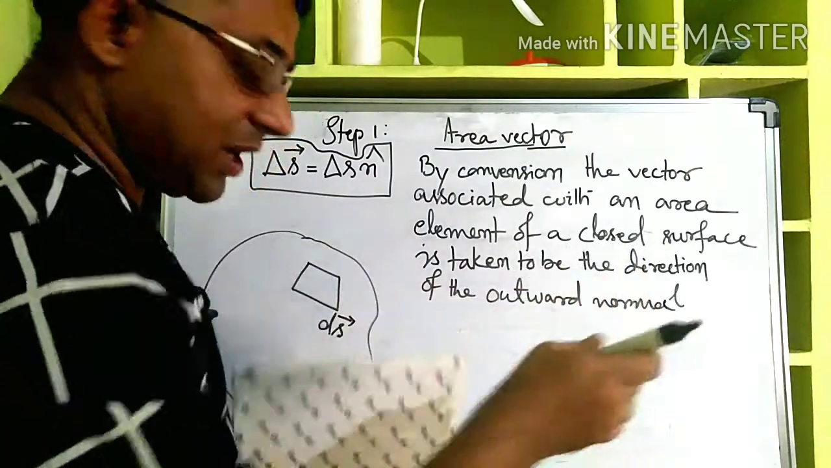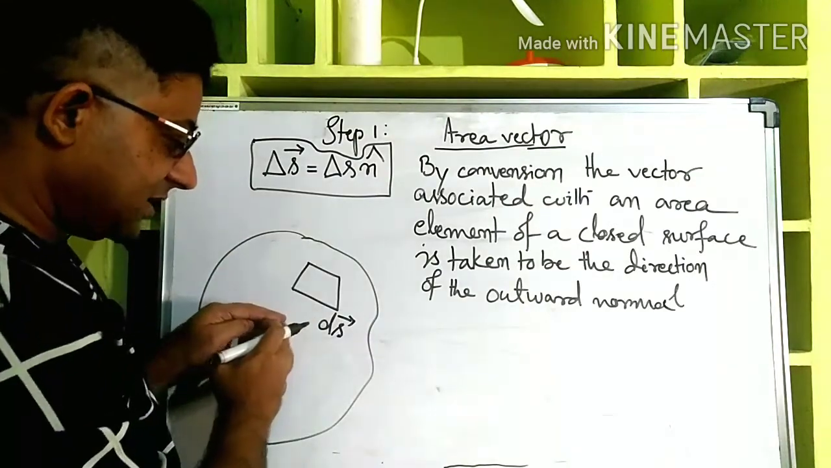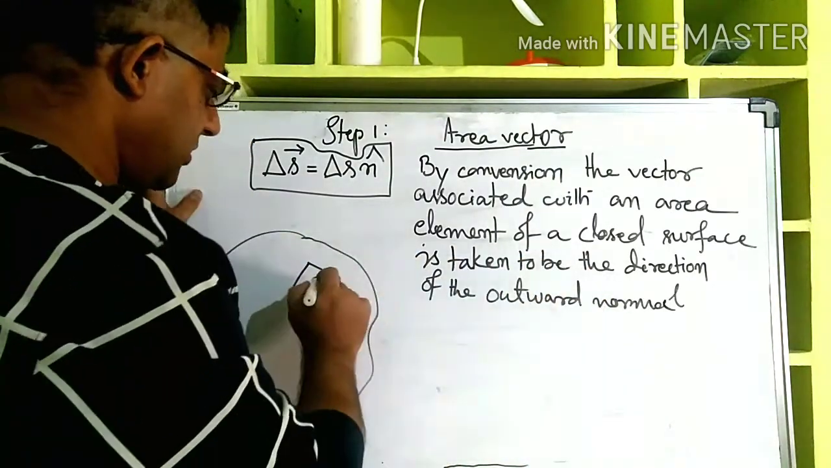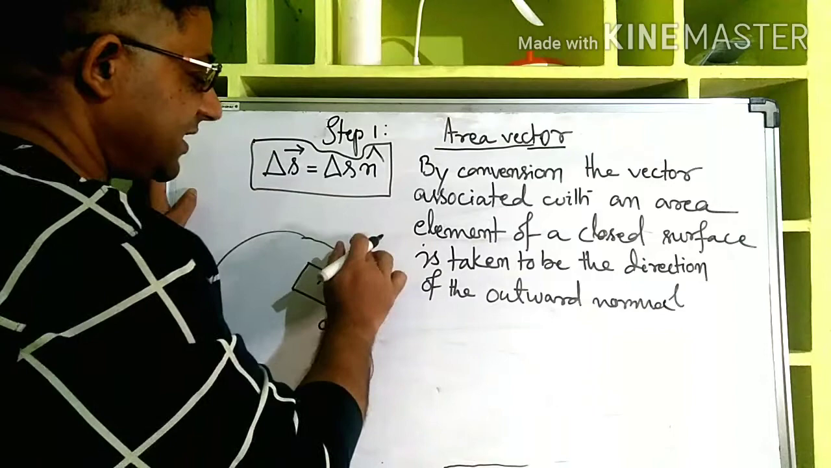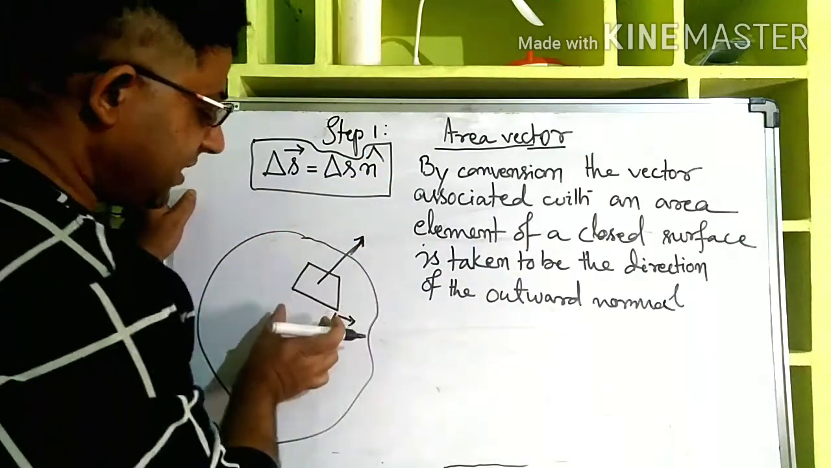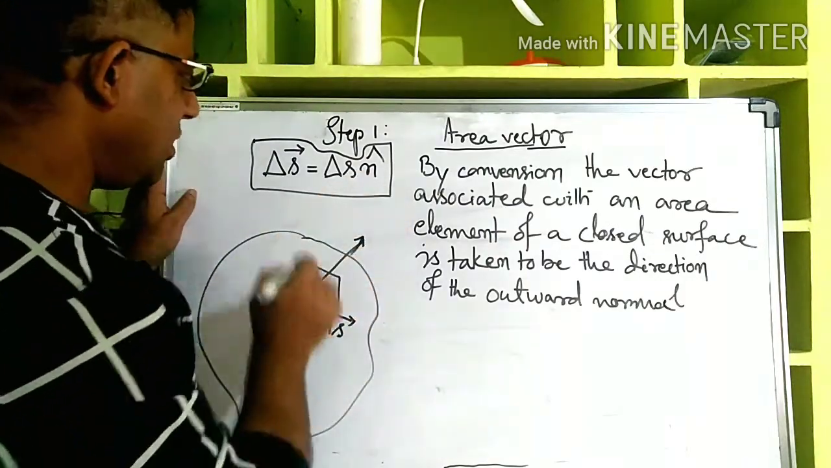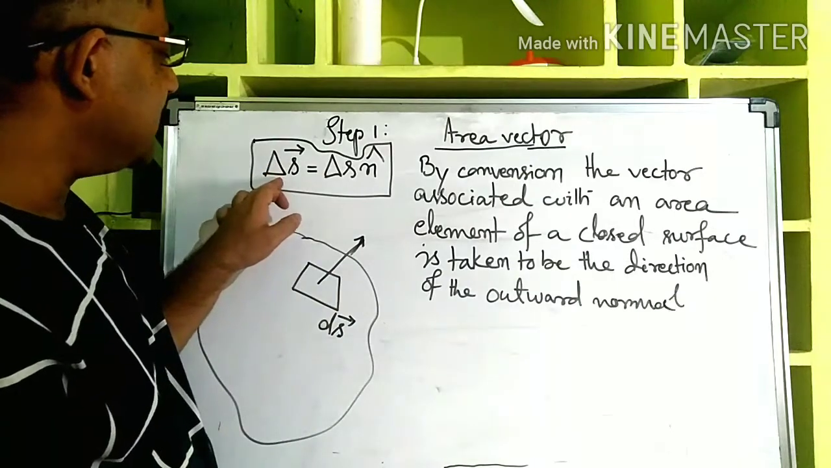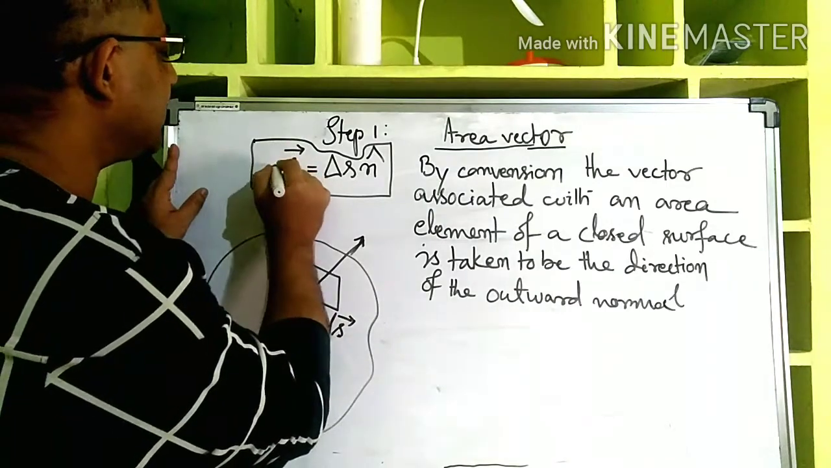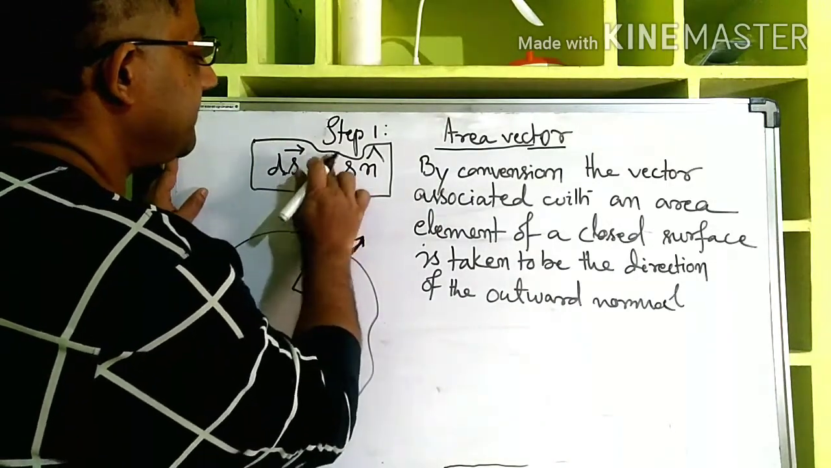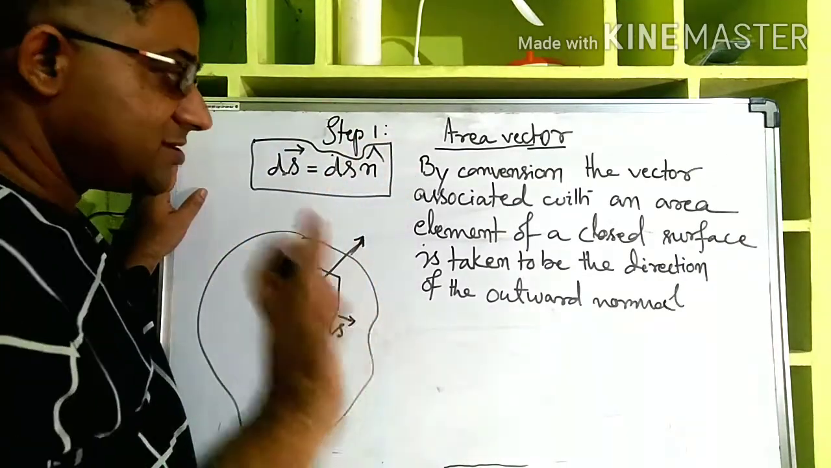The outward normal. Outward means what? From inside, if there is some charge or something like that, the field is coming outward. So this is the outward normal, and this is called the direction of the area. In this direction, if we consider the ds magnitude, then that is called the ds vector, or mathematically it is written as the ds vector, delta s vector. The ds vector is the ds magnitude multiplied by n cap, the unit vector along that direction. Is it clear to everybody?